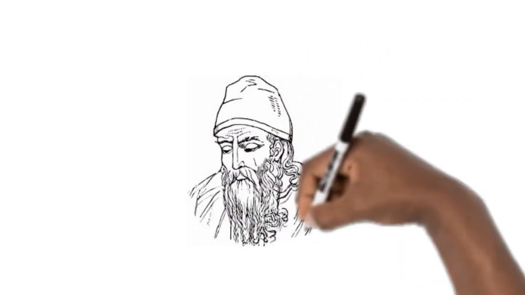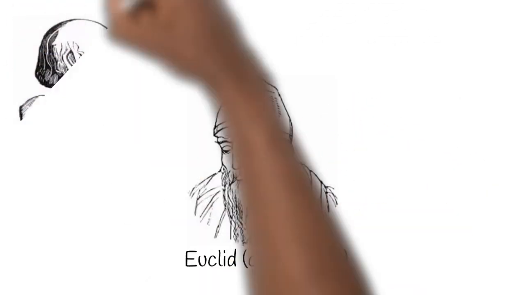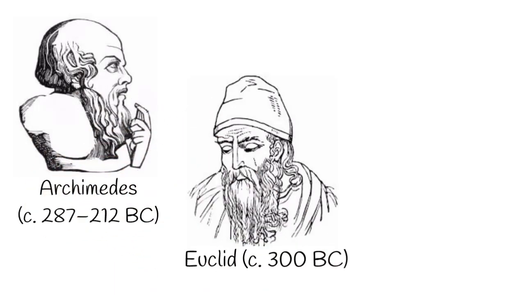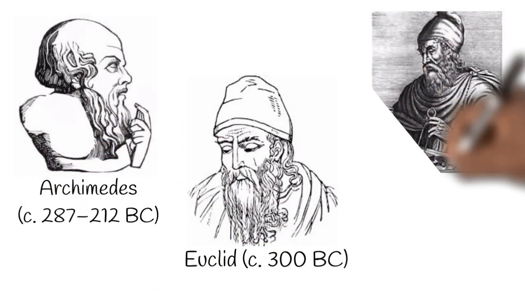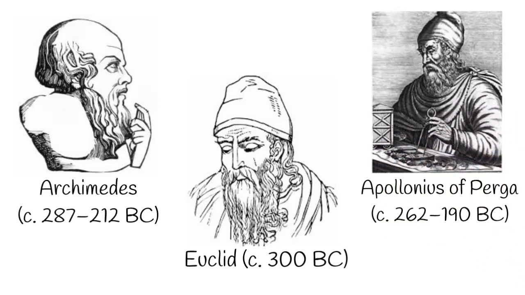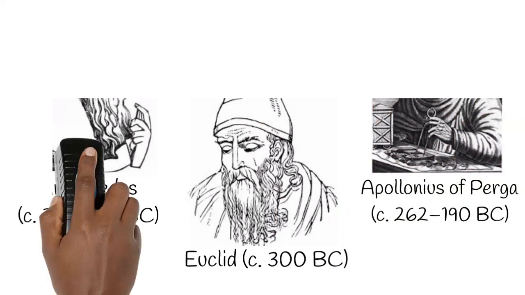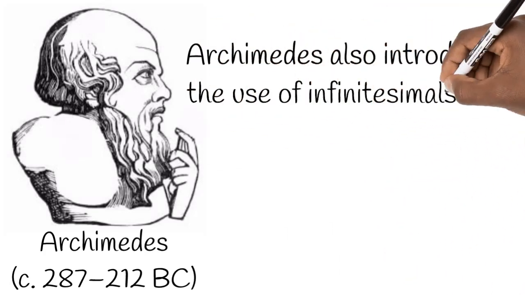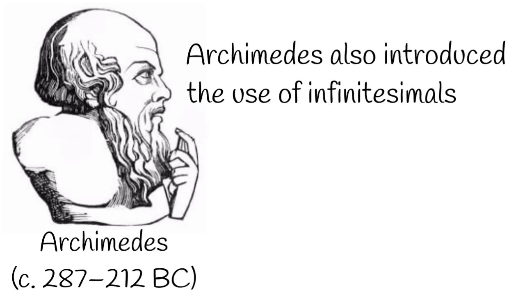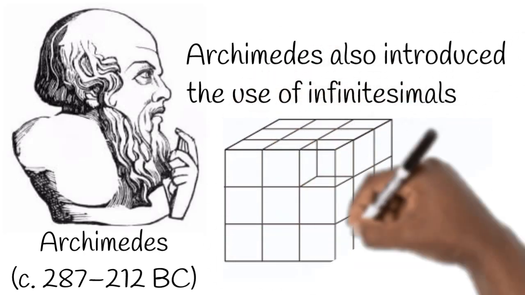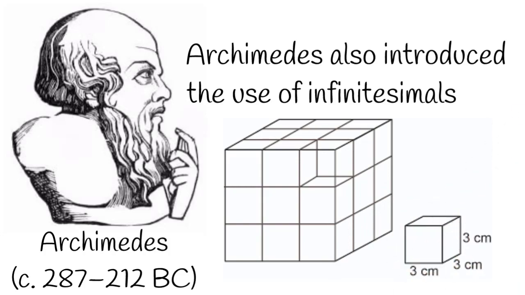The concept of a derivative in the sense of a tangent line is a very old one, familiar to Greek geometers such as Euclid (300 BC), Archimedes (287 to 212 BC), and Apollonius of Perga (262 to 190 BC). Archimedes also introduced the use of infinitesimals, although these were primarily used to study areas and volumes rather than derivatives and tangents.